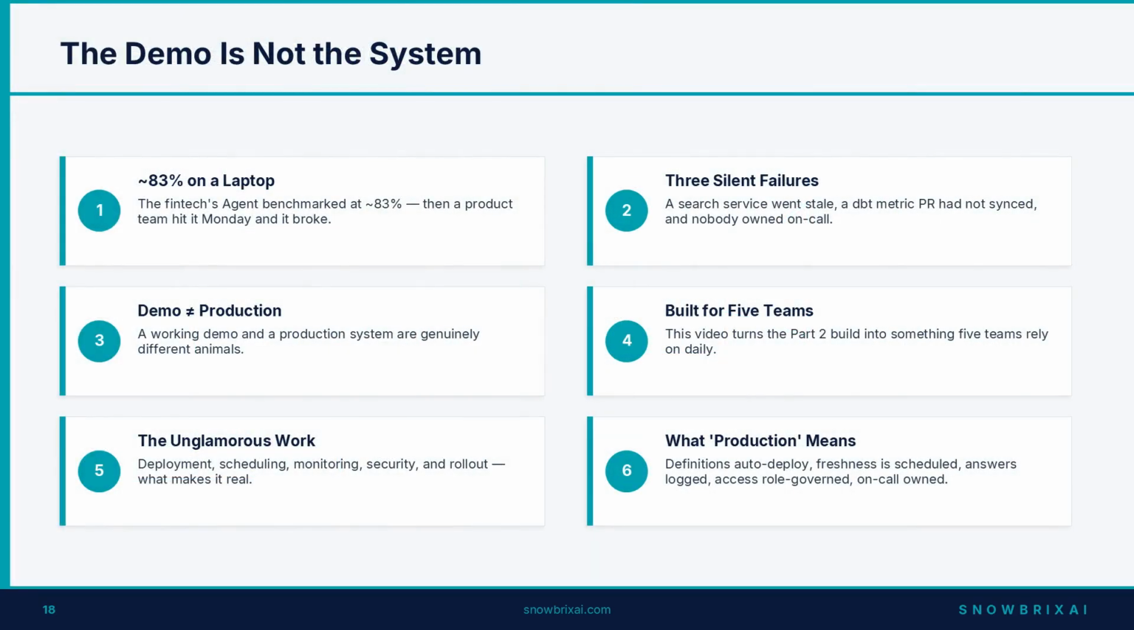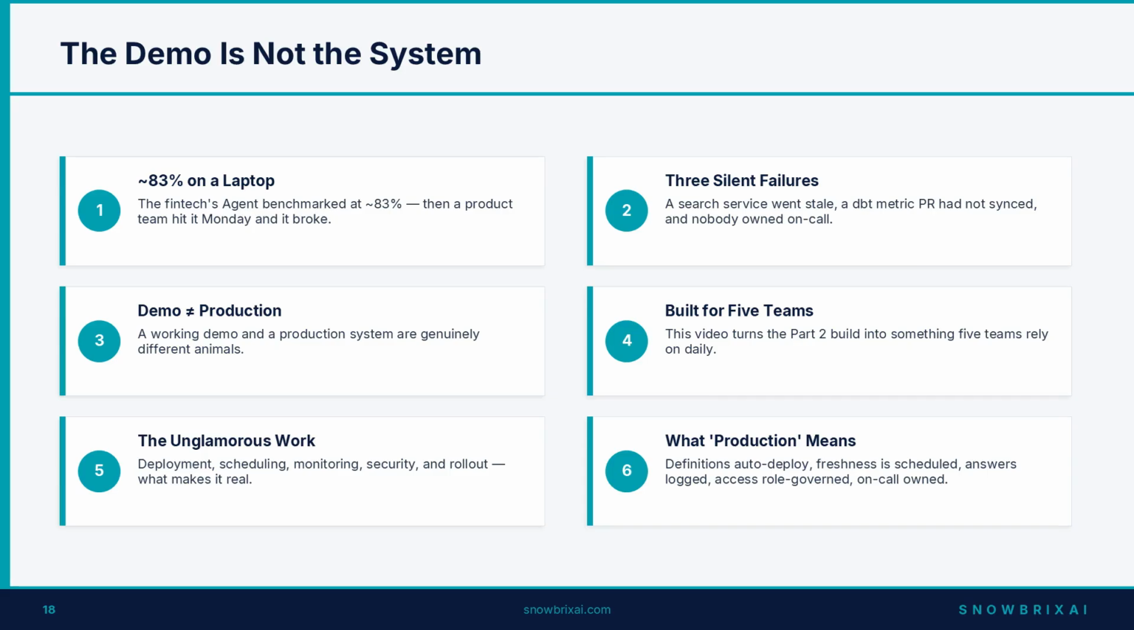But here is the hard truth. The demo is not the system. The Cortex Agent benchmarked at about 83% on a laptop. Then a product team hit it on Monday and it broke. A search service had gone stale. A metric pull request had not synced and nobody owned the on-call. A working demo and a production system are genuinely different animals.